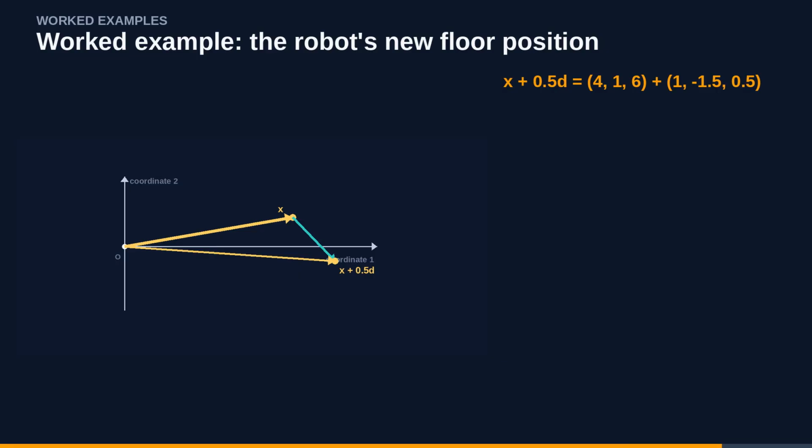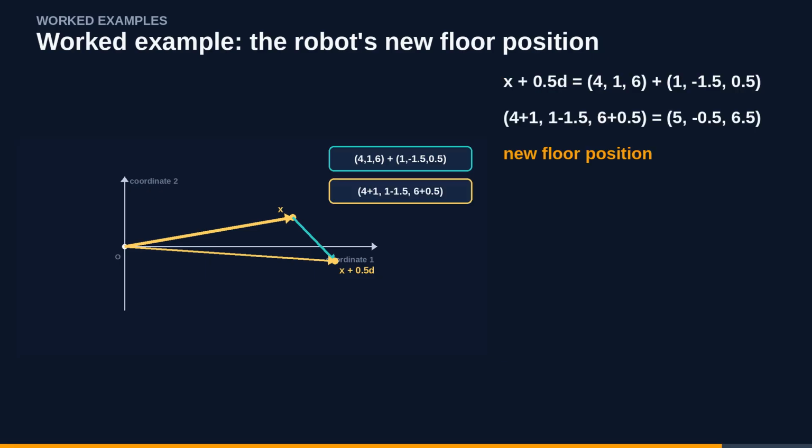Finish the warehouse move: add the scaled nudge to the current position X at 4, 1, 6. Find the new floor position. Add slot by slot. 4 plus 1 is 5. 1 plus minus 1.5 is minus 1/2. 6 plus 1/2 is 6.5. So the robot's new floor position is 5, minus 1/2, 6.5. The trap: adding D unscaled or reversing the order of slots both send the robot to a different spot.